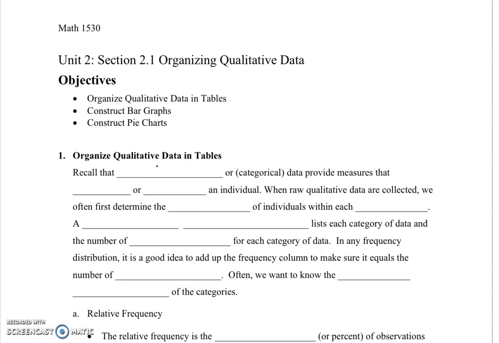Okay, we're going to start talking about chapter 2 today, which is all about representing data in tables and graphs and charts. So in section 2.1, we're going to talk about organizing qualitative data. And remember, qualitative data is also called categorical data.